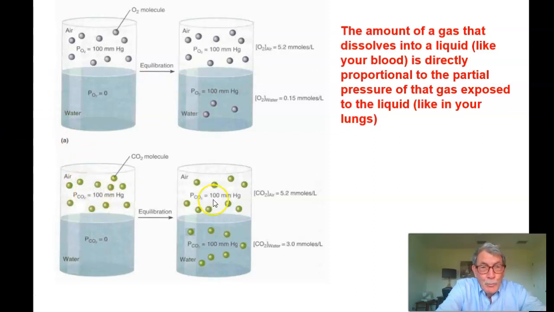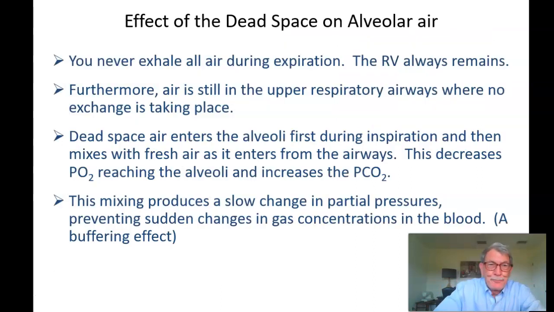CO2 is a more diffusible molecule, so it'll take more molecules to produce that partial pressure, but still it will equilibrate too, so that you would have the same pressure inside and out. So whatever we put in the alveoli is going to transfer proportionally the same number into the blood. Very handy.